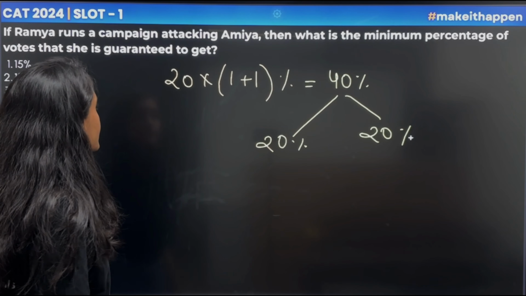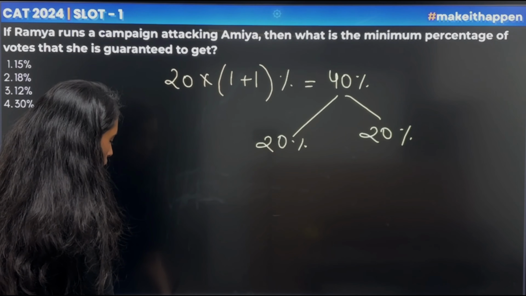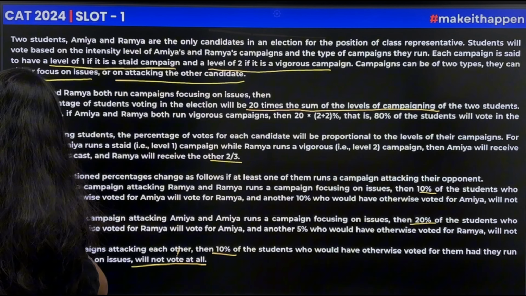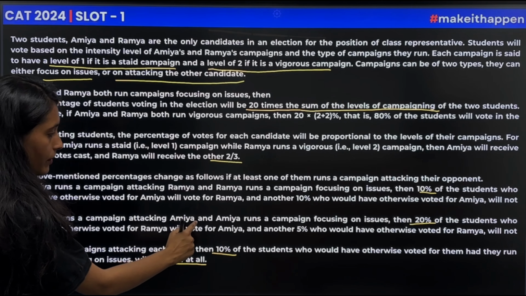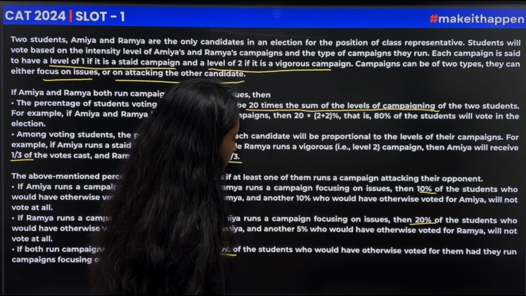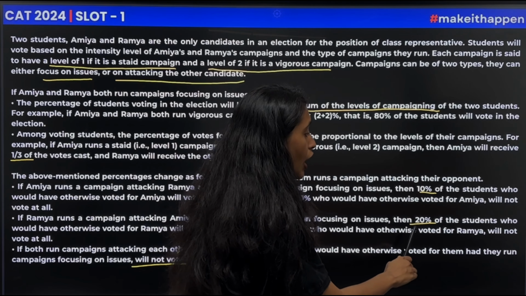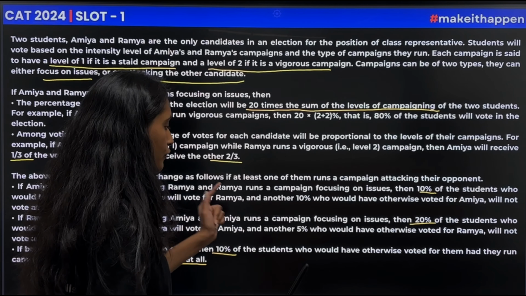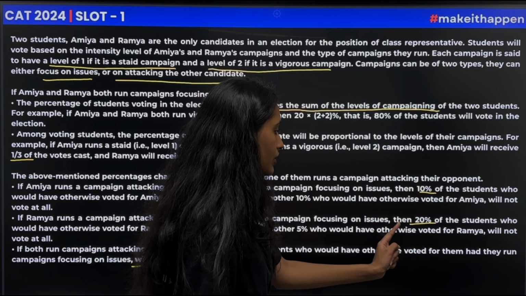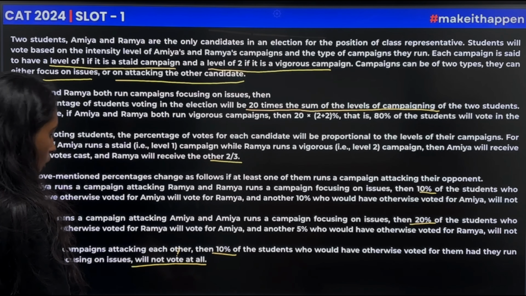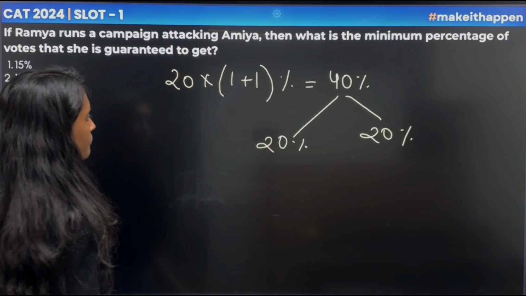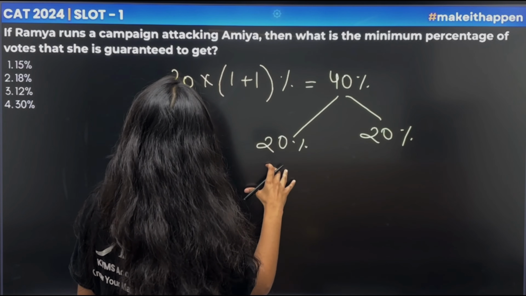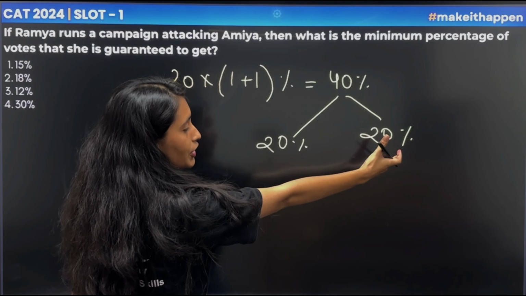Now Ramya is attacking Amya, so what is the condition given for this particular situation in the question: if Ramya runs a campaign attacking Amya and Amya runs a campaign focusing on issues, then 20% of the students who would have otherwise voted for Ramya will now vote for Amya, and 5% who would have otherwise voted for Ramya will not vote at all. So, okay, 20% of the votes that Ramya was getting would now be given to Amya.